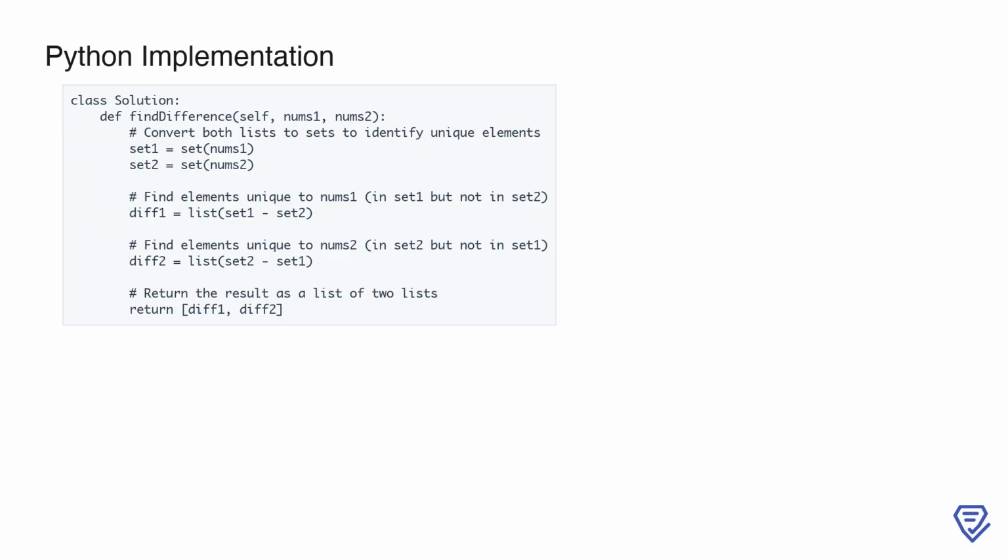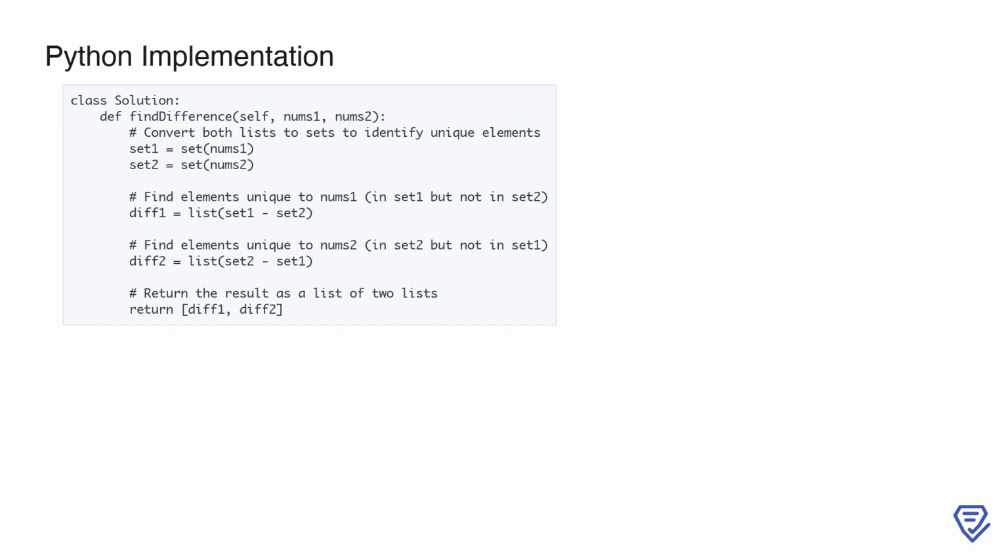Next, the difference between these sets is calculated using set subtraction. The expression set1 - set2 gives all elements that are in set1 but not in set2, and this result is converted into a list called diff1. Similarly, set2 - set1 gives all elements that are in set2 but not in set1, and this result is stored in another list, diff2. Finally, the function returns a list containing diff1 and diff2 as its two elements. This matches the required output format of two lists, one for elements unique to nums1 and another for elements unique to nums2. This approach is efficient, with a time complexity of O(n + m), where n and m are the lengths of nums1 and nums2, respectively.